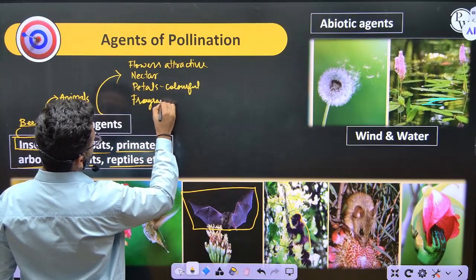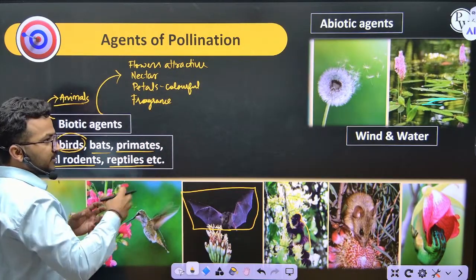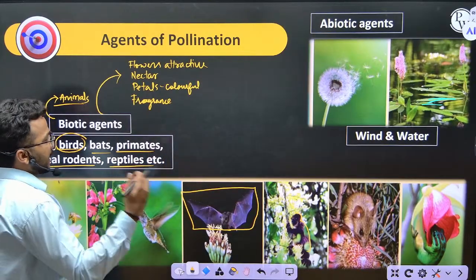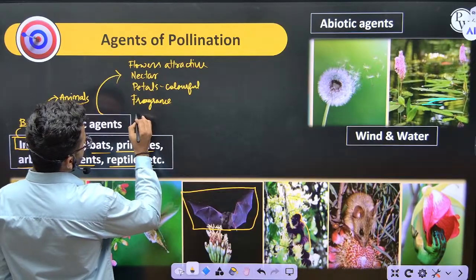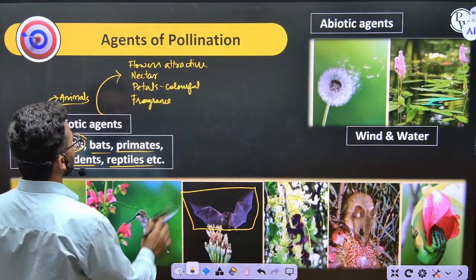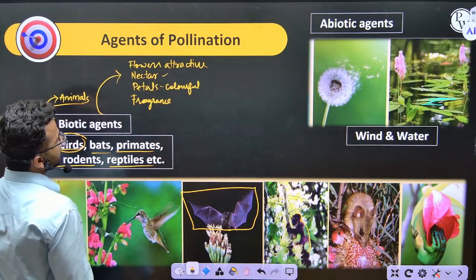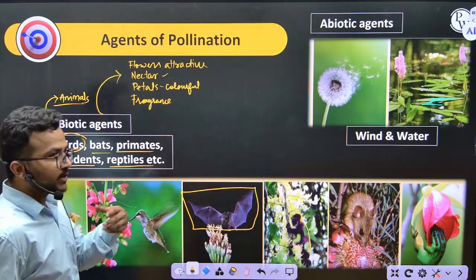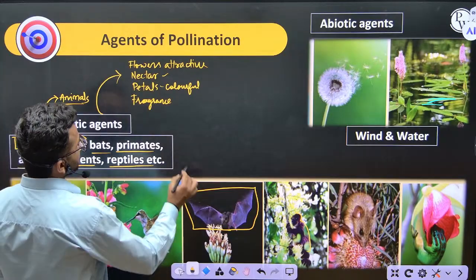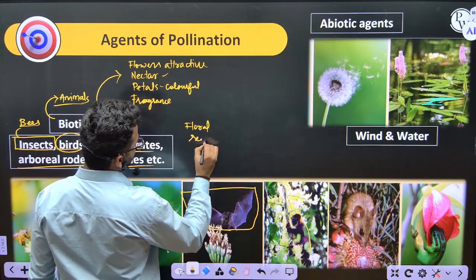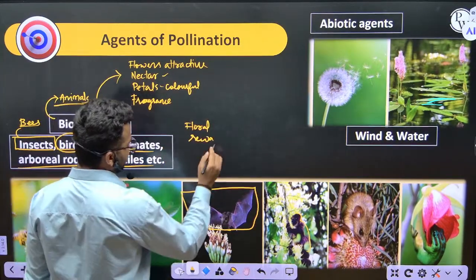Sometimes the flower should release some very good fragrance so that it can attract the insects. Sometimes the colorful petals are one thing, the fragrance is another, and the nectar and the pollen grains should also be nutritive so that they can give the floral rewards.